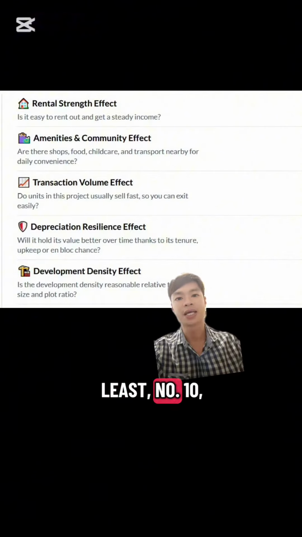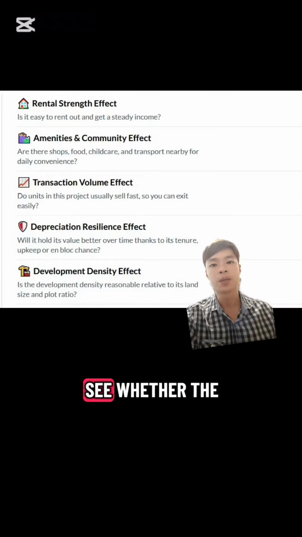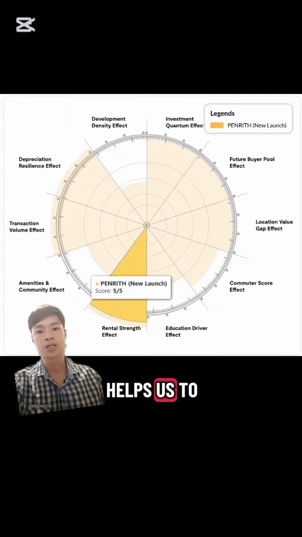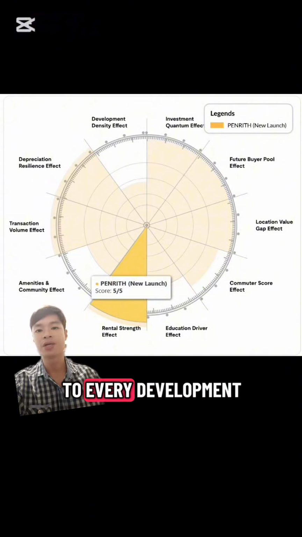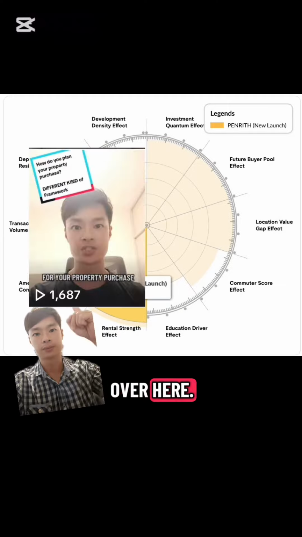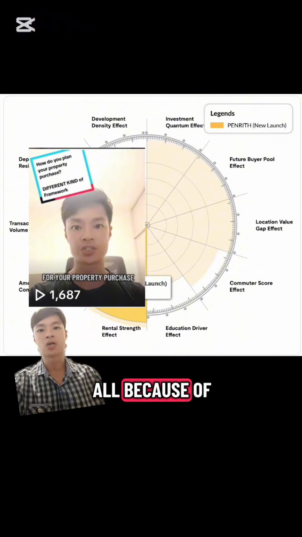Last but not least, number 10, you have the development density effect. You want to see whether the density is too high based on its land size and plot ratio. This tool helps us to select a property to see whether there is good or strong resale value. Of course, this is just a general principle that doesn't apply to every development or every region. And this is why you need to add this to my framework over here. It's not a one size for all because of various reasons.